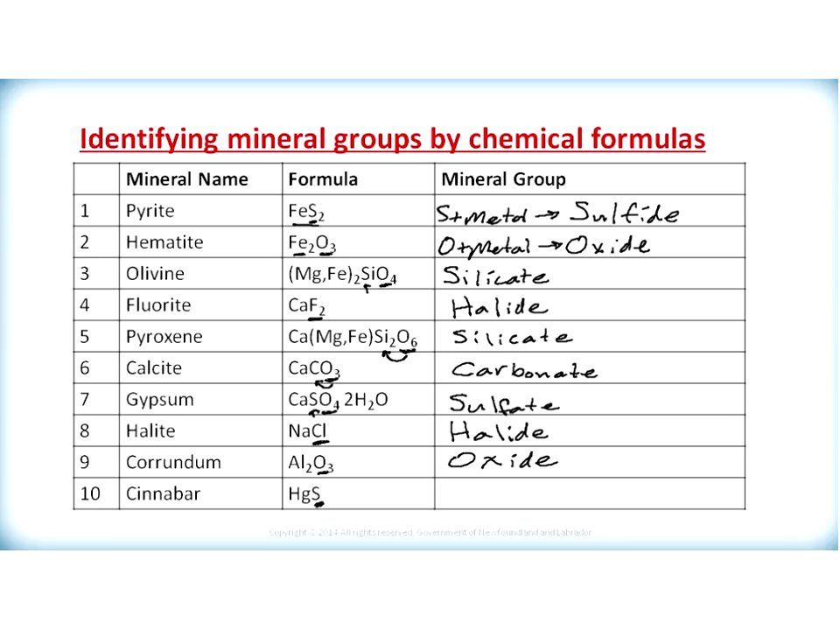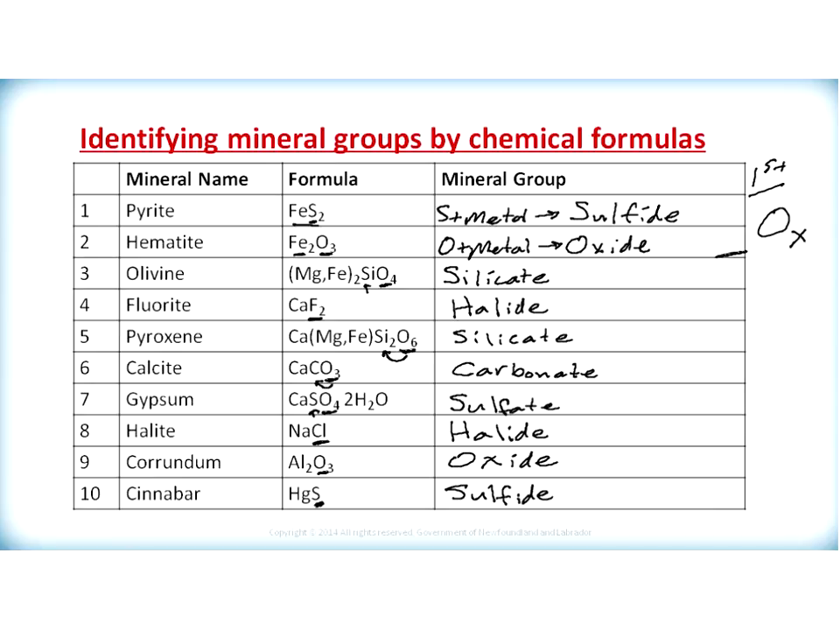And last would be cinnabar. Cinnabar is a mineral that's made up of mercury and sulfur. So again, we do not see an oxygen group, but we do see sulfur. And in front of the sulfur, we have mercury, which is a metal. So a metal plus sulfur will classify cinnabar in the mineral group sulfide.